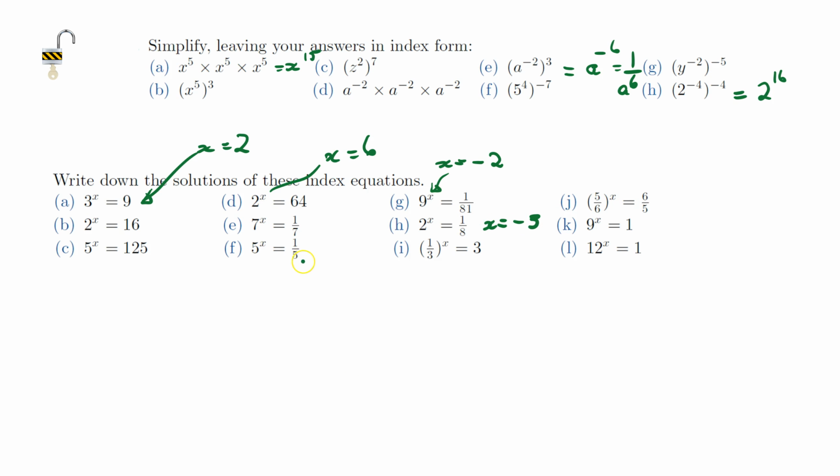This one here, 5 to the x equals 1/5. Well, x is negative 1. 9 to the x equals 1.